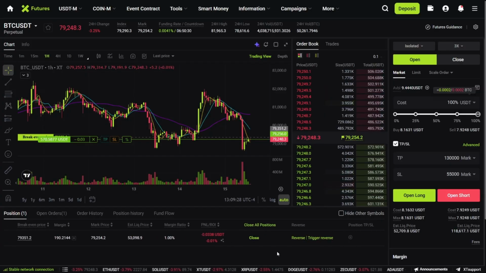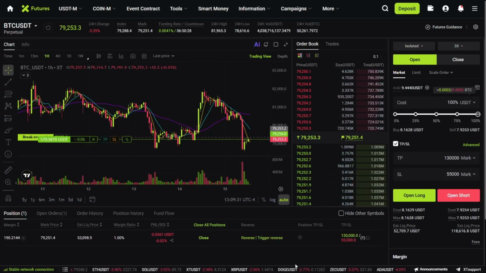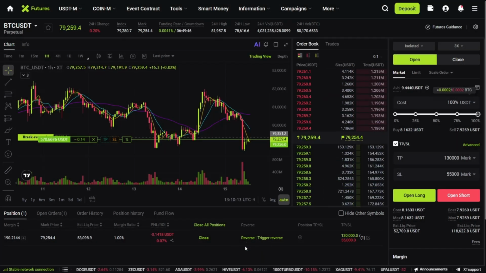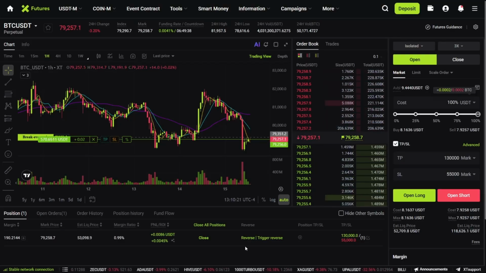If we scroll our cursor to the left a bit, it will give us a couple more options. Here it gives us an option to close our position. XT also gives you an option to reverse your position. This means if you're currently in a long trade, it can close the long and open a short instead. This is a bit more advanced, so beginners should be careful using it.